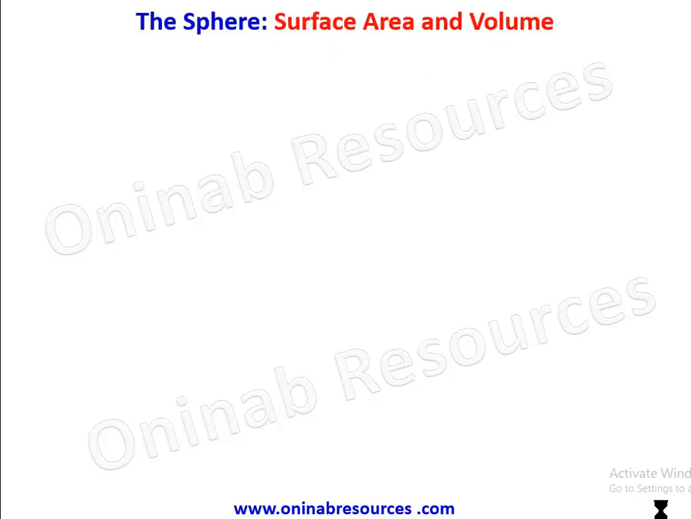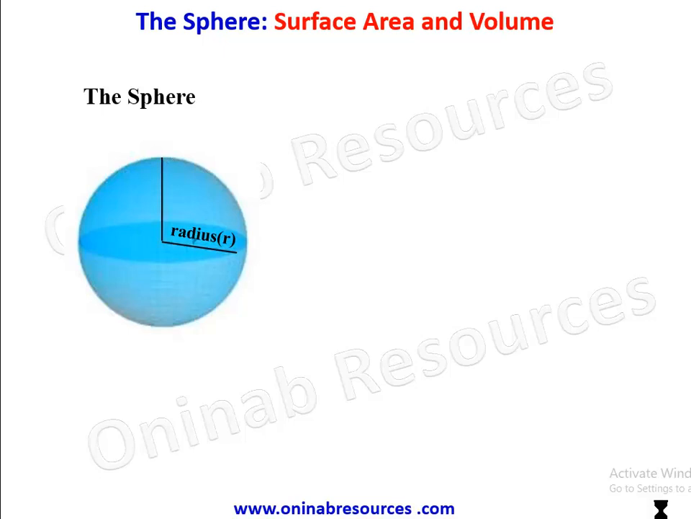In this video we'll be looking at the sphere, where we'll be treating surface area and volume. So we take the sphere. This is a three-dimensional solid shape with radius r. The volume of this sphere is 4 over 3 pi r cubed, and it has only one surface, which is just the curved surface area, so we just refer to it as the surface area, which is 4 pi r squared.